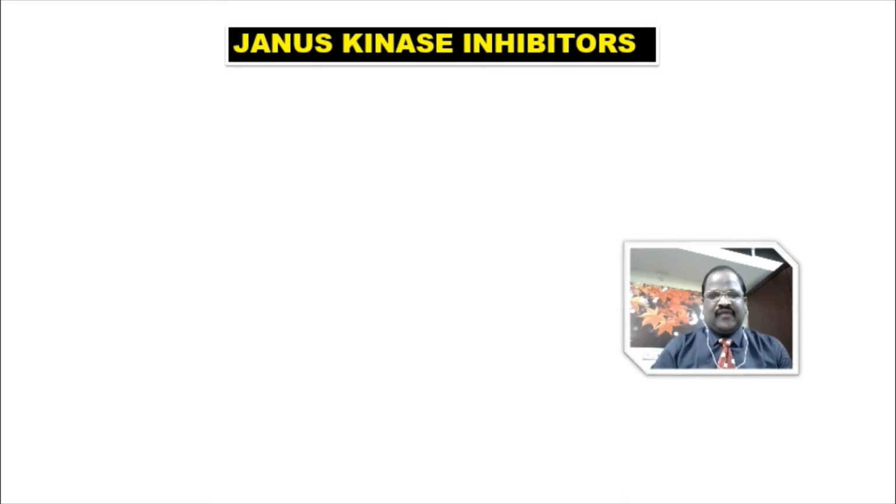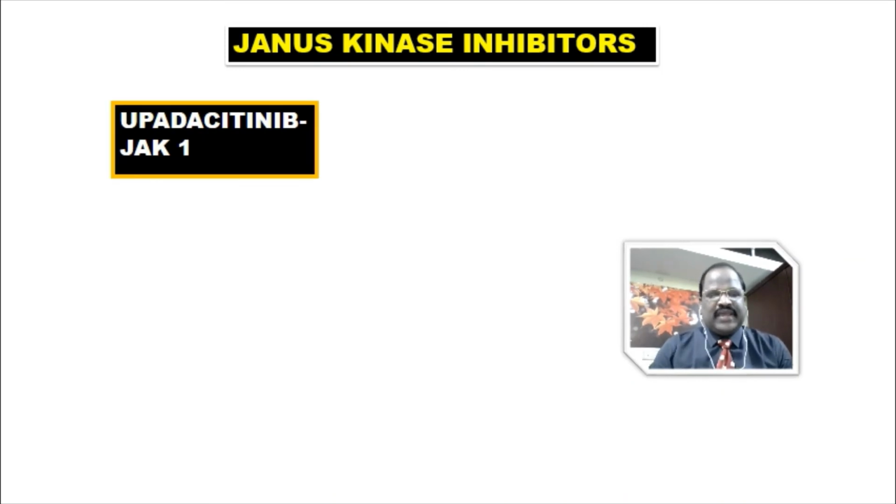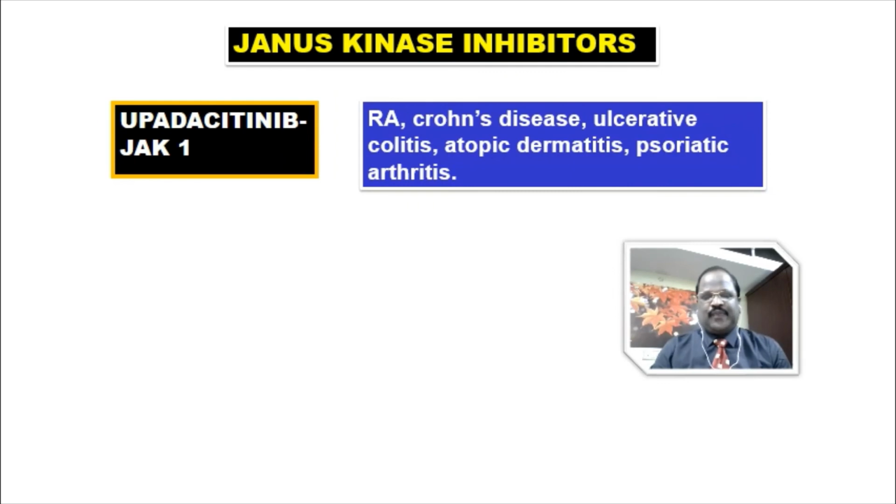Here we have one drug called UPA, upadacitinib. It's a Janus kinase 1 inhibitor. This drug is useful for treatment of rheumatoid arthritis, Crohn's disease, ulcerative colitis, atopic dermatitis, and psoriatic arthritis. Drug name upadacitinib, a Janus kinase 1 inhibitor.